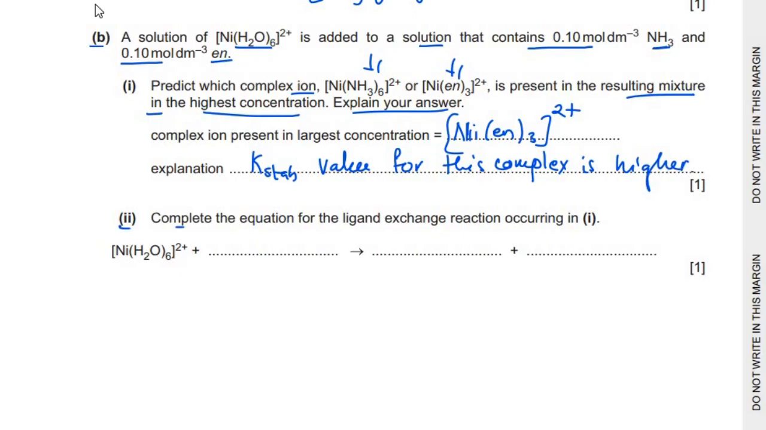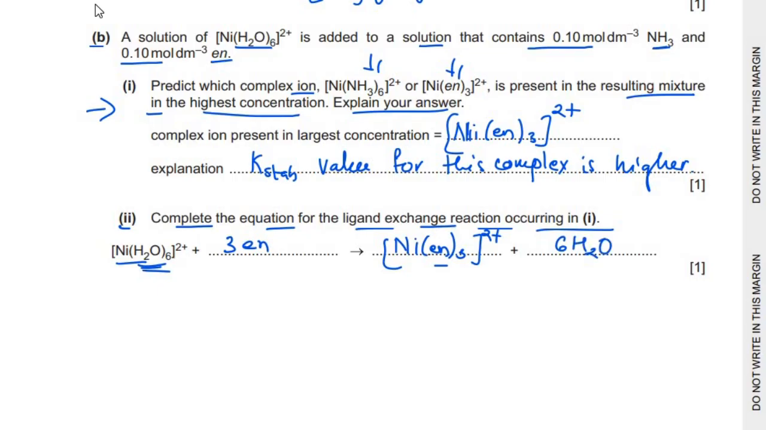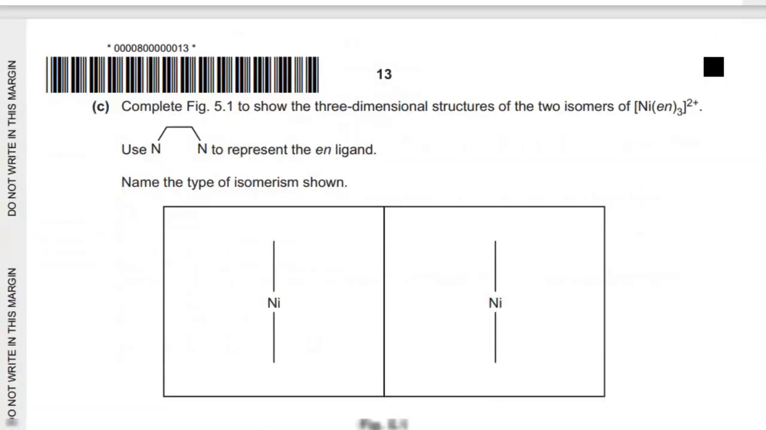Okay, the second part is complete the equation for the ligand exchange reaction occurring in 1. Now in 1, what is the reaction happening? The diaminoethane complex is formed with the nickel of the water ligand. So now en I will write 3 en because 3 en ligands are added. So the formula of the complex we already know that we will write because that is what is formed, and the 6 water molecules are removed out by the diaminoethane. So 6 water molecules will be removed out, so that is the byproduct. So this is how we are going to write the ligand exchange reaction for this reaction.